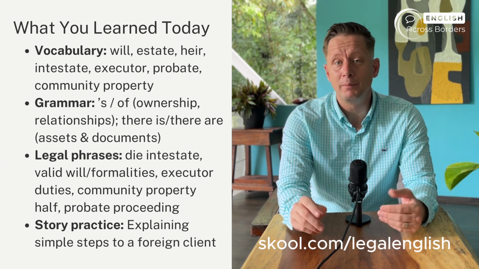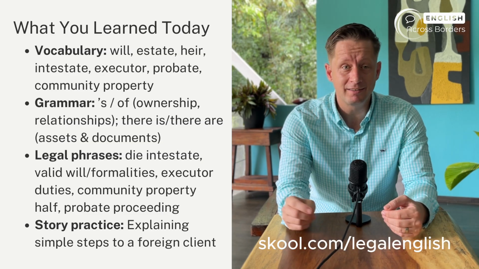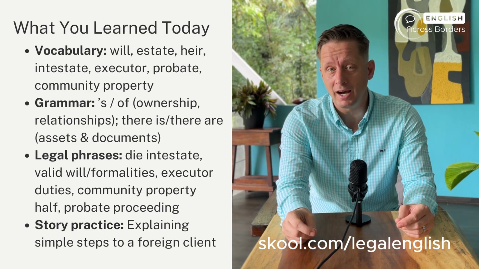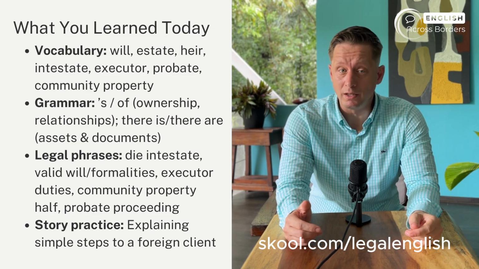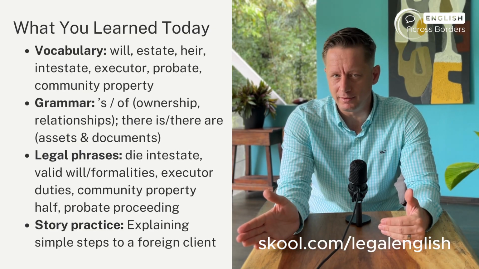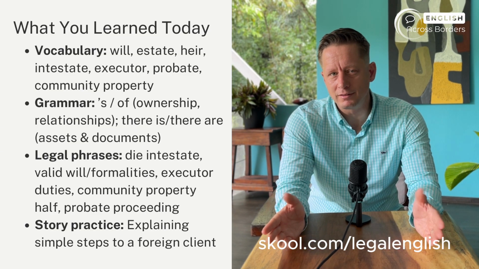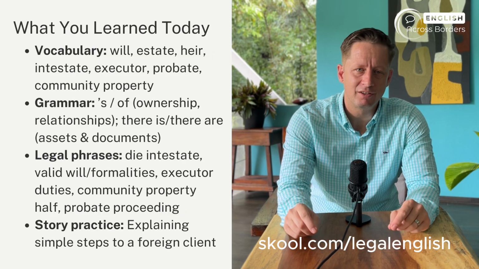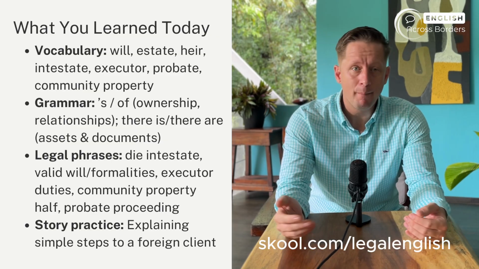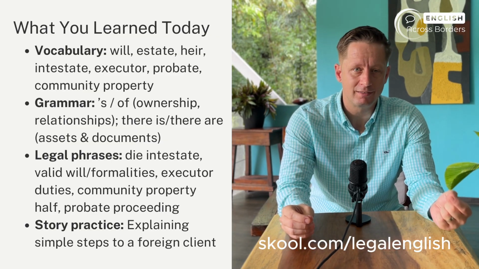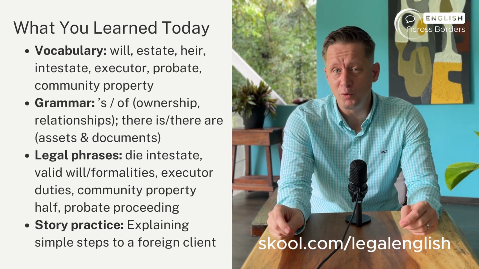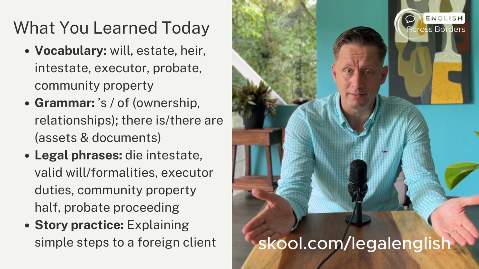Third, you learned important legal phrases. Die intestate: to die without a valid will, leaving inheritance to be decided by law. Valid will: a will that follows legal formalities like signatures and witnesses. Executor duties: the specific tasks the executor must do, such as opening probate, making an inventory, paying debts, and distributing the estate. Probate proceeding: the legal process to confirm the will or apply intestacy.